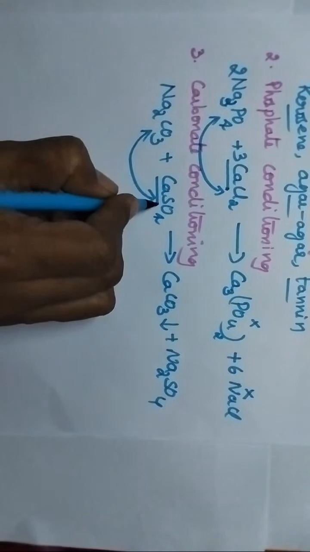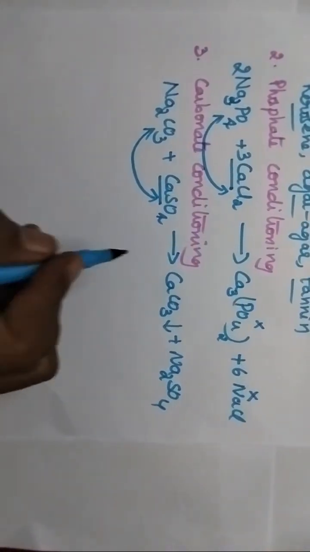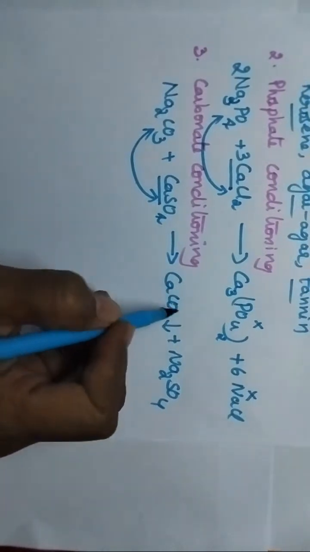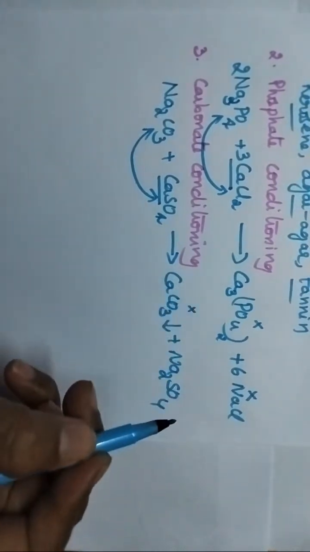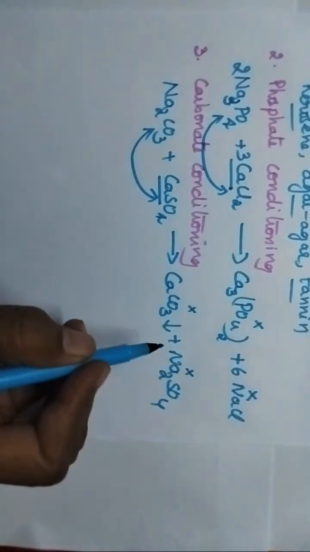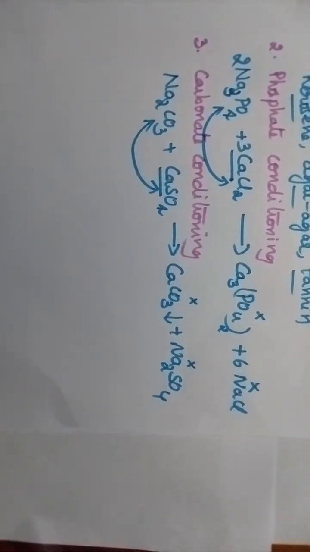So, calcium sulfate is responsible for the permanent hardness. Whenever anions are exchanged, it results in the formation of calcium carbonate. It is not responsible for the permanent hardness, and sodium sulfate is also not responsible for the permanent hardness. In that way, permanent hardness can be removed from the water.